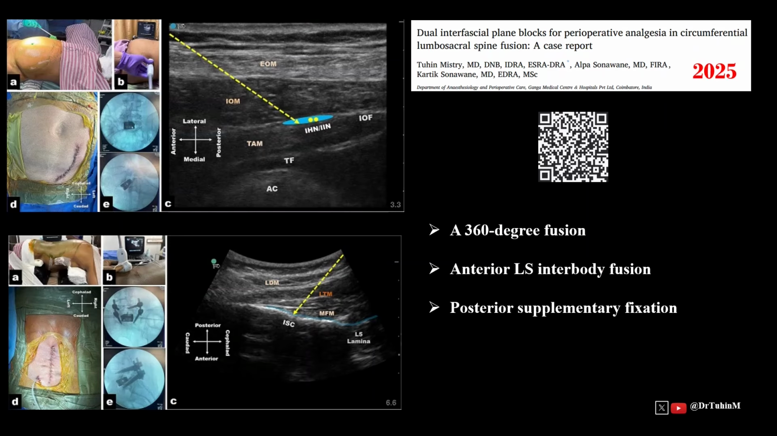This was our latest publication on a 360-degree fusion. What I'm trying to tell here is you don't rely on a single block. According to the surgical approach, here there was anterior lumbosacral interbody fusion in supine position from an anterolateral abdominal incision, and then the patient was made prone and the supplementary fixation from the posterior approach was done. So here we combined the sacral multifidus plane block along with the ilioinguinal iliohypogastric nerve block at Eichenberger point. That is a combo block for this kind of surgery.